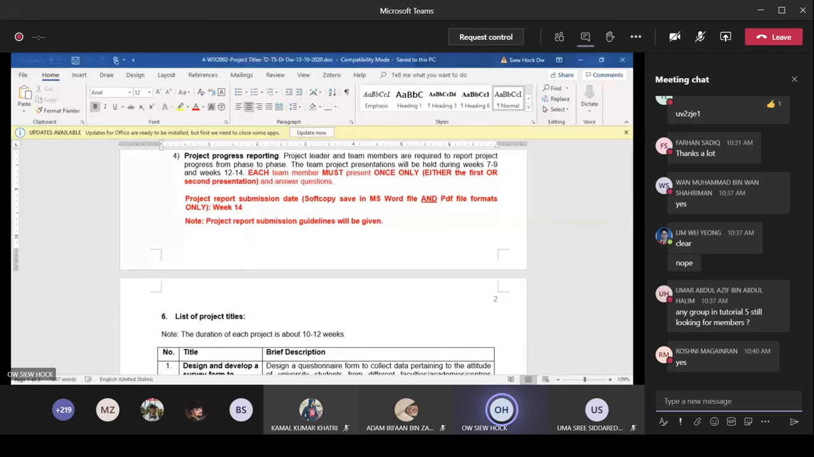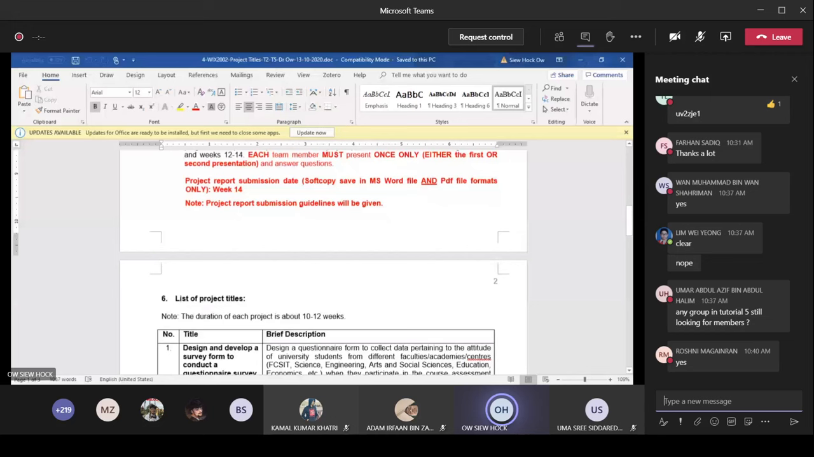Each team only presents once, and each member only once. So you decide among yourselves who is going to present in the first round and who is going to present in the second round. Only once, okay? But you will get the maximum 20 marks. Of course, you won't get a perfect 20 marks, okay?